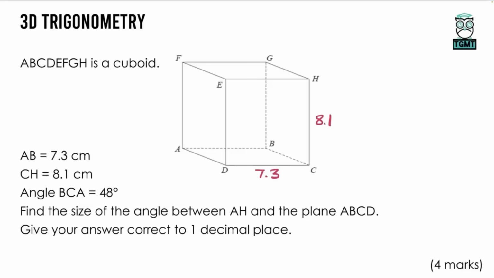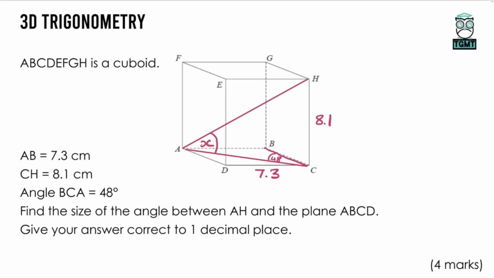And angle B to C to A is 48. Now if I go from B to C to A, which isn't the nicest one to draw, there we go, it creates this angle here. So that is my 48. It says find the size of the angle between AH and the plane ABCD. Now the plane is the flat surface on the base. So between AH, A to H goes up to here, and the plane, and we've already drawn that line in, and that's this angle here, sort of in the space inside the shape. So that's what we're trying to find, this angle. We'll call it X for now.